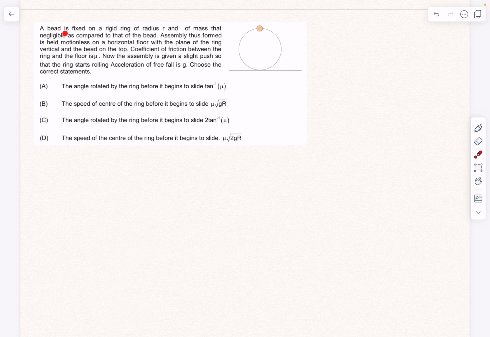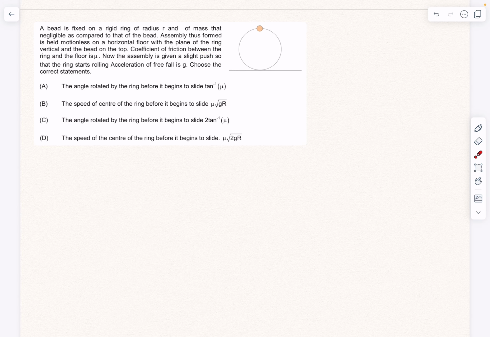So basically in this problem we have a bead that is fixed on a rigid ring of radius r and of mass that is negligible as compared to that of the bead. The assembly thus formed is held motionless on a horizontal floor. Initially it is motionless and now it is given a slight push so that the ring starts rolling, and the coefficient of friction between the ring and the floor is given to be mu.